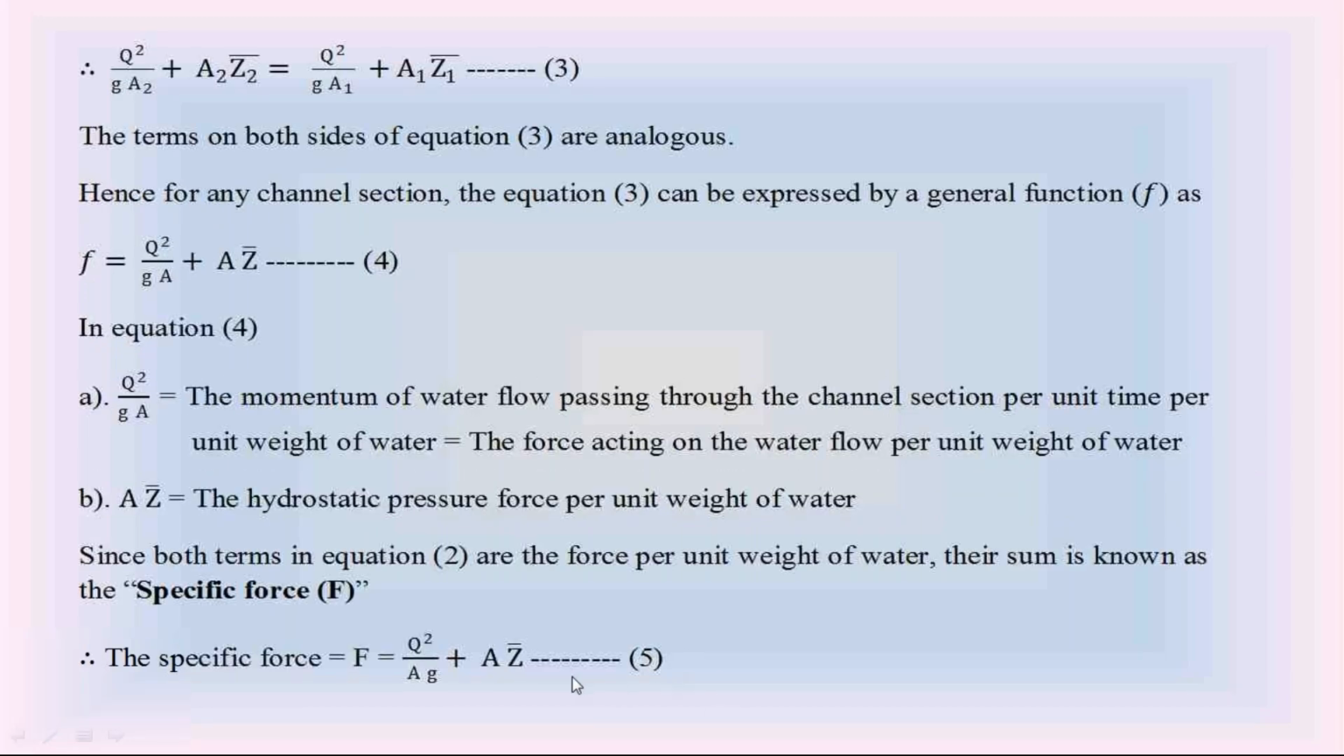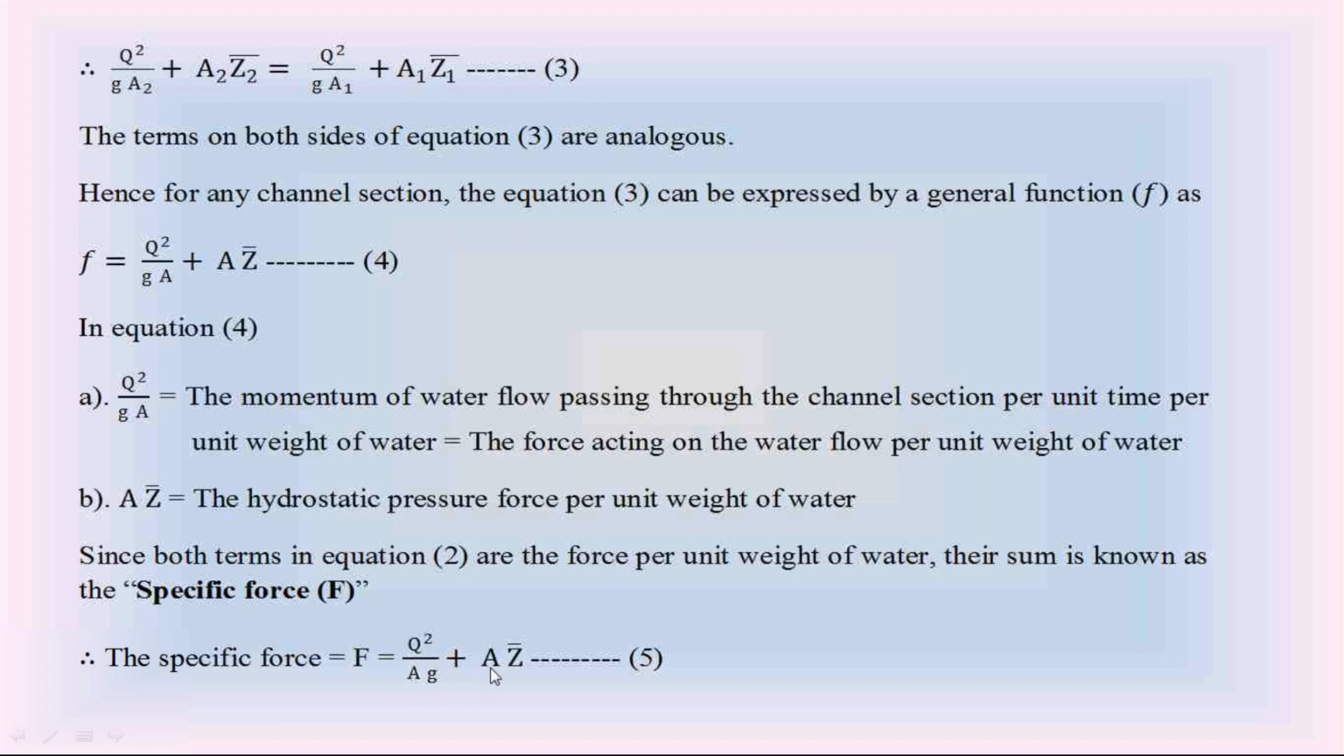Now check that equation 5. According to equation 5, the specific force F is equal to q square by gA plus A Z bar. In the first term on the right hand side, this wetted area A is a function of depth of flow y. In a rectangular channel, A is equal to By. In a trapezoidal channel, A is equal to (B plus Zy) into y. Like that, in every open channel, the wetted area A is a function of depth of flow y.